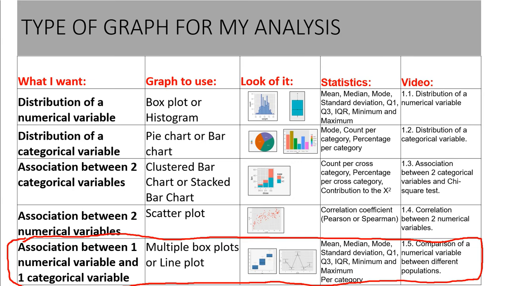Saying if there is a difference between the groups of a numerical variable, if the height is different between 2 groups or 3 groups, it is the same thing as saying that there is an association between the numerical variable height and the categorical variable group. Okay? The statistics that we use, so we will see that, would be the mean, median, mode, and the graphs that you would plot would be multiple box plots or line plots with each center of the line representing the mean or the median.